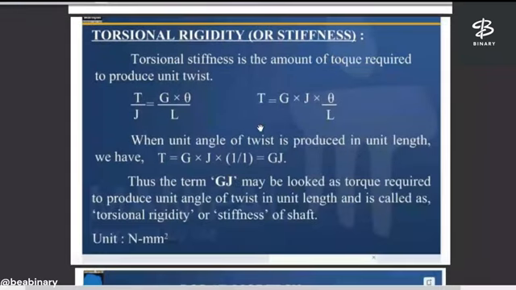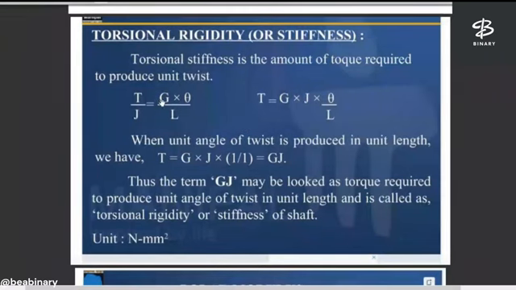Now, what is torsional rigidity or stiffness? Torsional stiffness is the amount of torque required to produce unit twist. Torsional stiffness क्या होती है? It is the amount of torque required to produce unit twist.